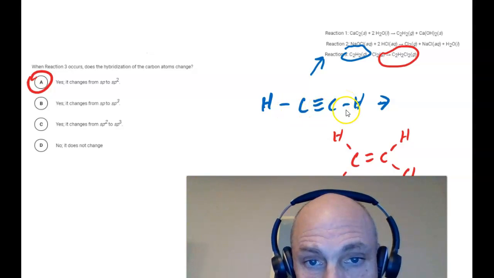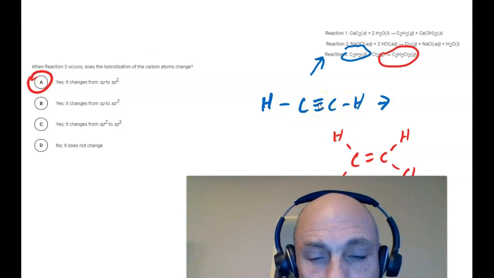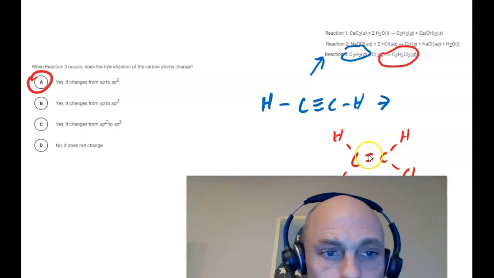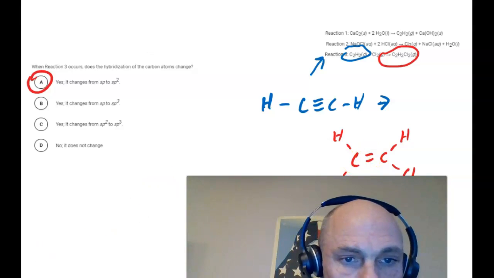So by the way, there's 3 sigma bonds and 2 pi bonds in this molecule, whereas down here there's 1, 2, 3, 4, 5 sigma bonds and 1 pi bond. Just a little side note.